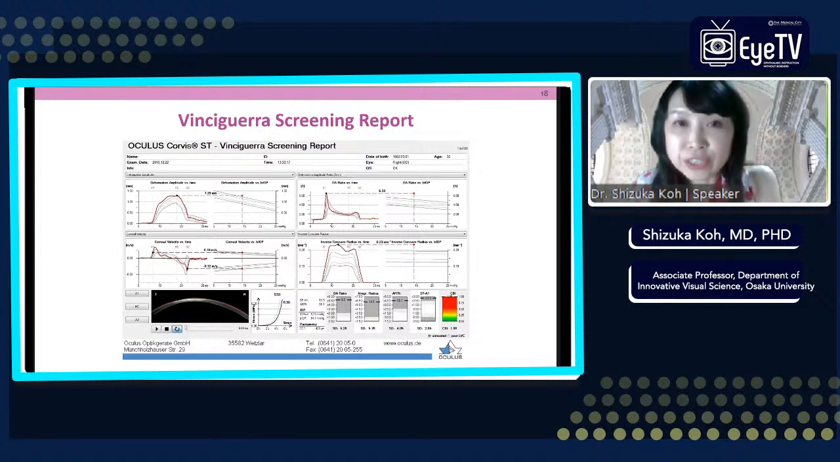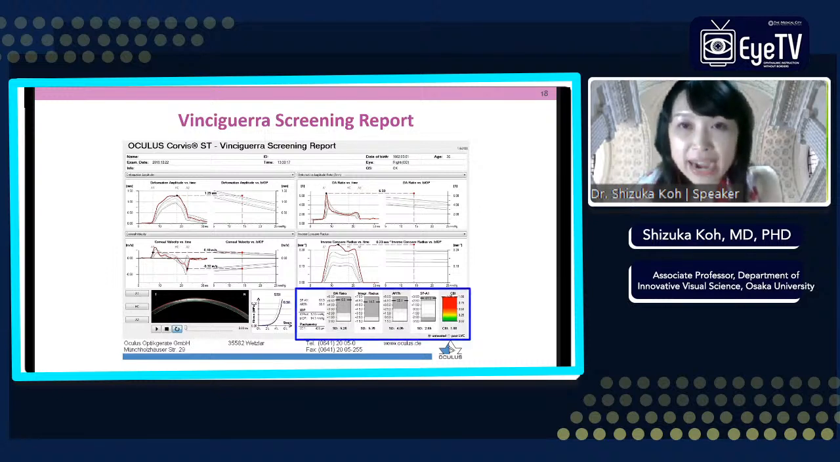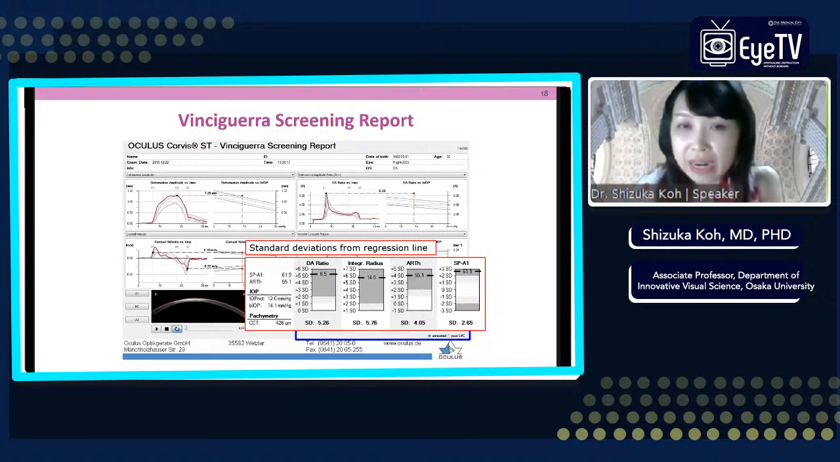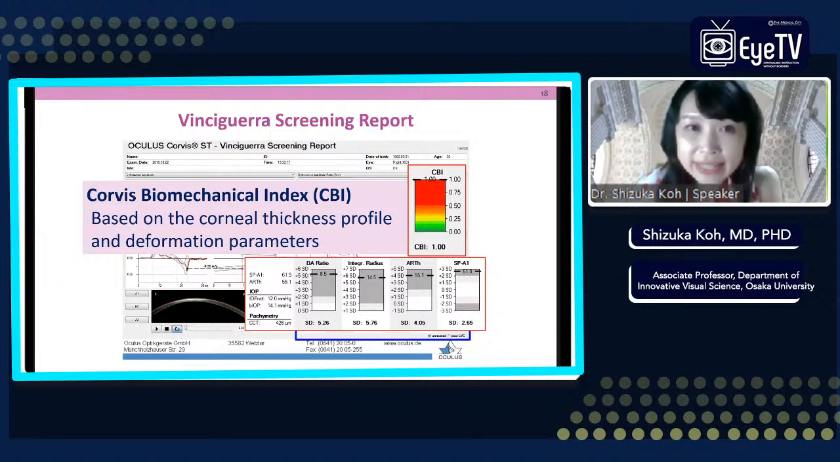Shown here is the Vinciguerra screening report. At the bottom right of the screen, there is a box with 5 parameters. These are the first 4 parameters, and the colored one at the right end is the Corvis Biomechanical Index, CBI. This is calculated based on the corneal thickness profile and deformation parameters.